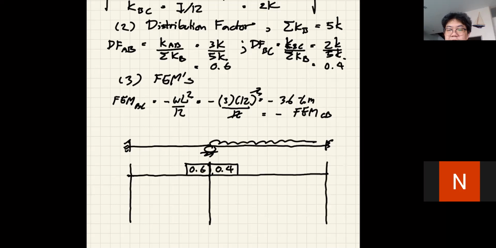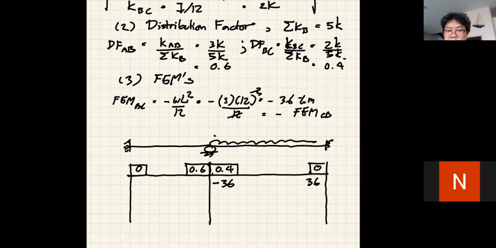Joint A is already fixed, so we don't need to release it or anything. So the moment that is already there, we're there. So the distribution factor is 0. You don't need to release it. And likewise, here is 0. Okay? And now we have the fixed end moment here. So the sigma fixed end moment at joint B only comes from member BC, which is minus 36. Okay, and that's on the left of member BC, and then you have one more on the right, 36.